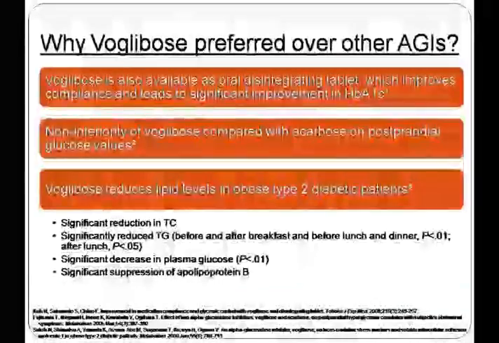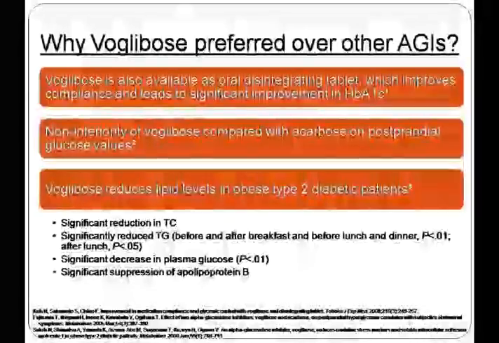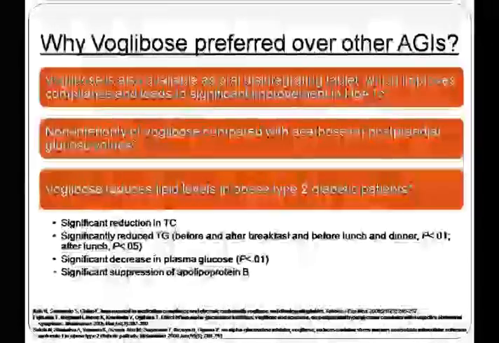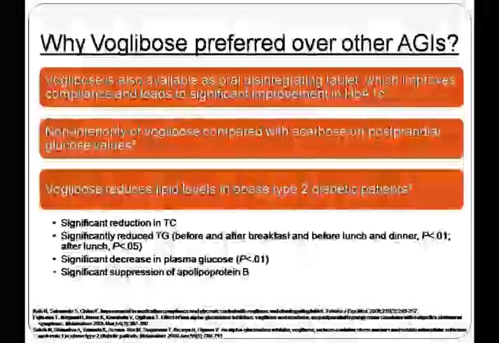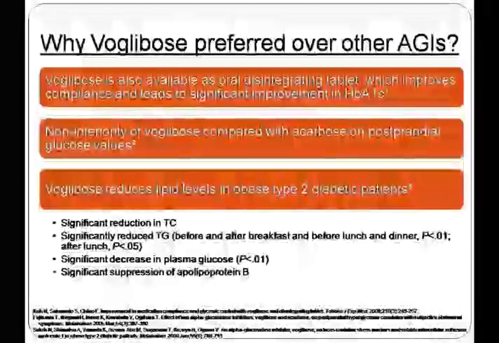Within the AGIs, why might Voglibose be the preferred AGI? One, in terms of patient preference, because of the mouth-dissolving tablets that most Voglibose brands have, patients prefer to take it. It of course improves the A1C. Non-inferiority of Voglibose compared to acarbose on postprandial glucose values has been established across studies, and it reduces lipid levels beyond just the glycemic benefit. Voglibose specifically has shown extra benefits on lipid levels.